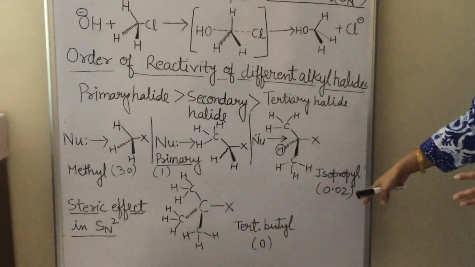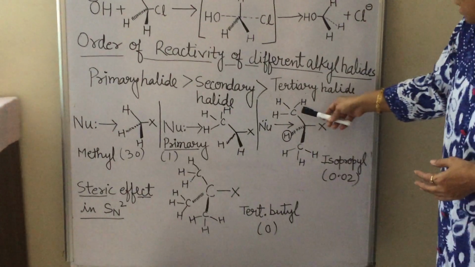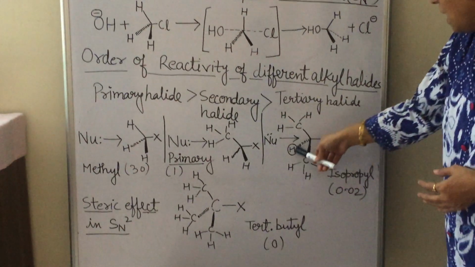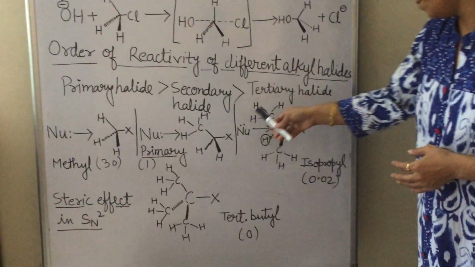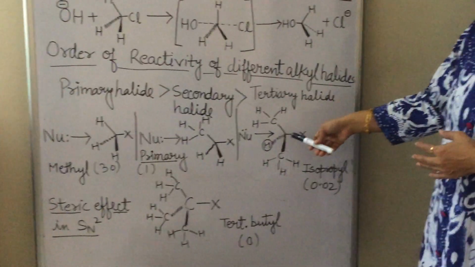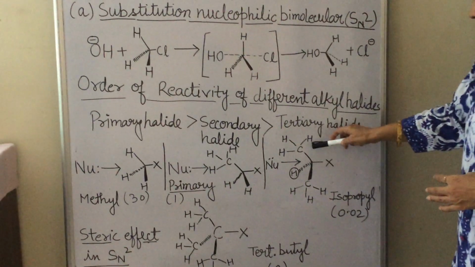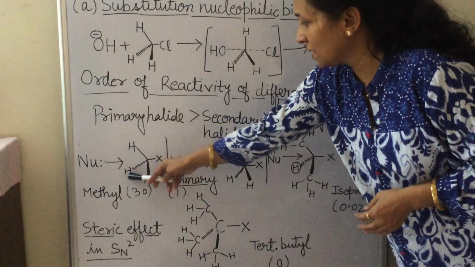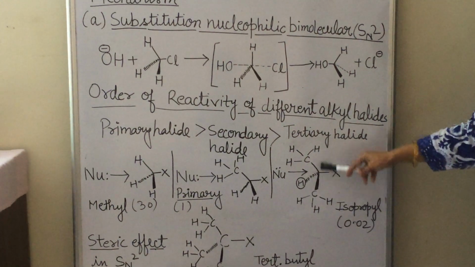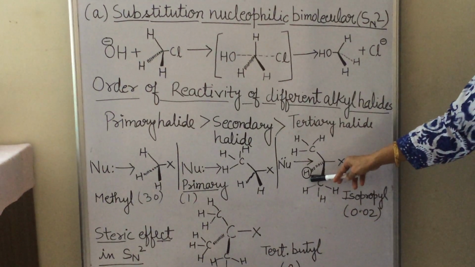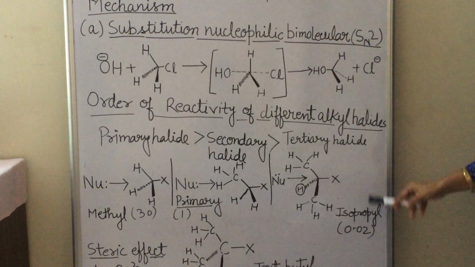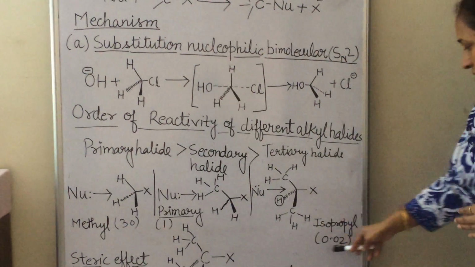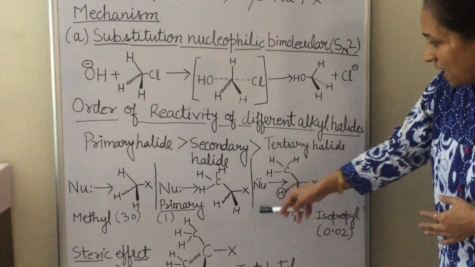Now in this case, this is an isopropyl group. Here 2 methyl groups are there and 1 hydrogen. So the nucleophile approaches the carbon atom, but the rate of reaction will be slow because these are bulky groups compared to the 3 hydrogen atoms. So 2 methyl groups and only 1 hydrogen. So the rate of reaction will be 0.02. This is actually the rate of reaction which is mentioned here in the brackets.